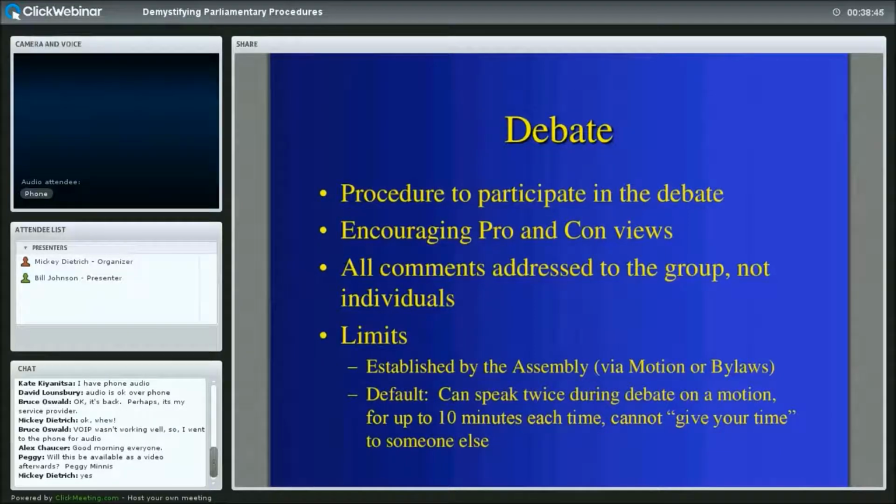In a debate, if there's nothing in your bylaws or the organization has not passed any motion about limitations on debate, by default, anybody can speak no more than twice on a motion and for no more than 10 minutes each time. That doesn't mean you can speak once for 20 minutes, and it doesn't mean you can choose not to speak and give your time to somebody else. Neither of those are allowed. So unless there's something else in the bylaws or that the association has passed, this is it. It's twice, up to 10 minutes each.